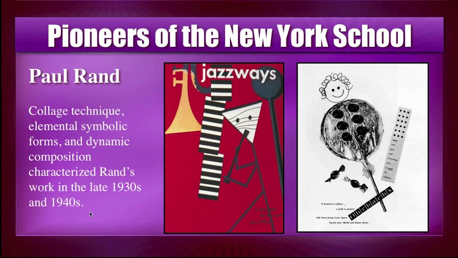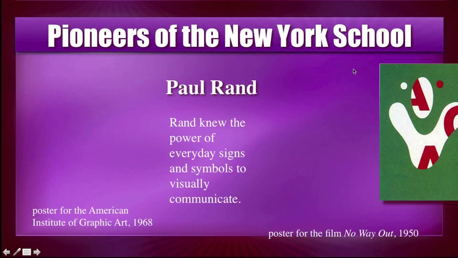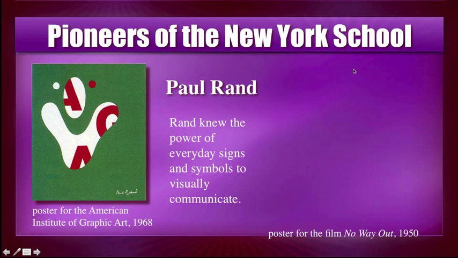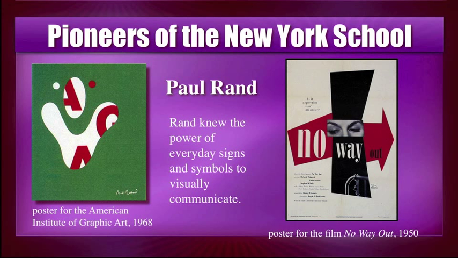And on the right-hand side, for Orbach's department store, you see a combination of elements: logotype, photograph, decorative drawing, and type, and they're basically playfully unified. Rand knew the power of everyday signs and symbols to visually communicate. He took risks by exploring unproven graphic ideas.